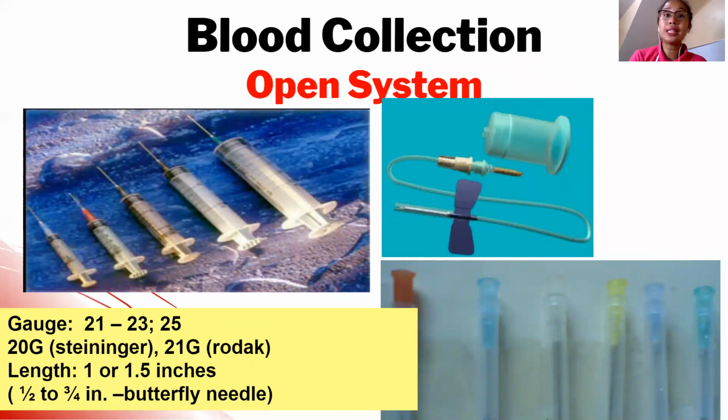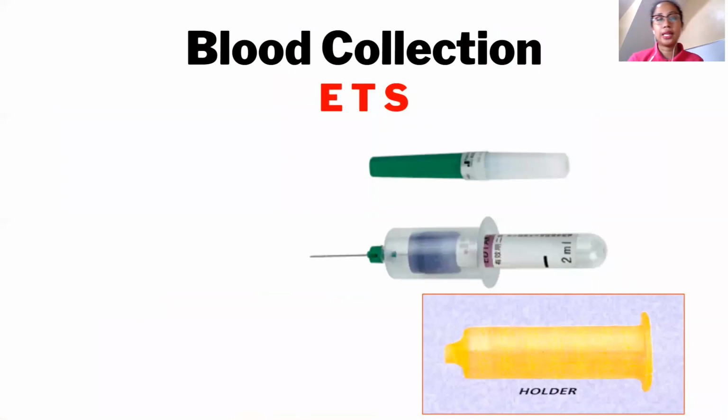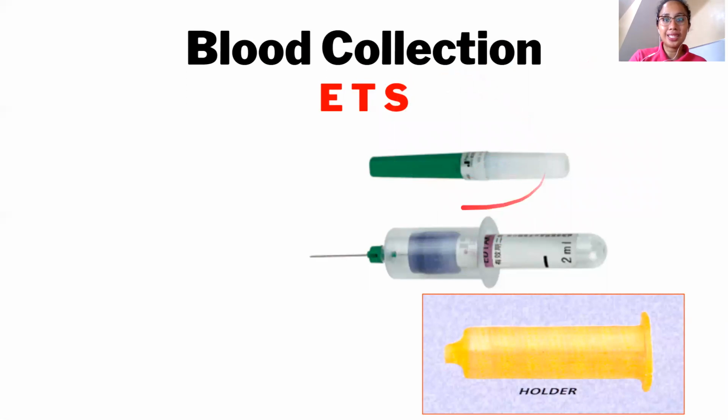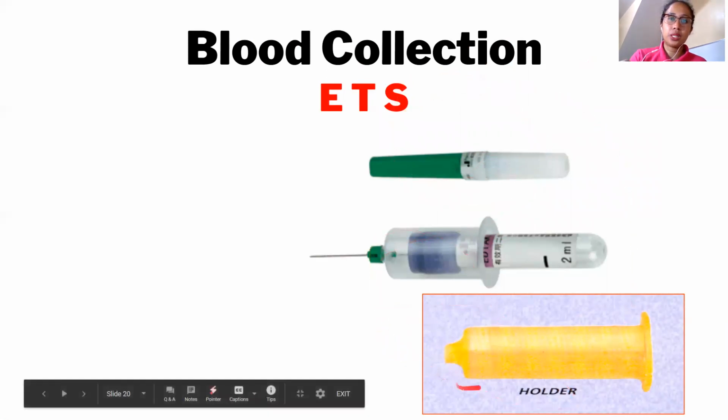Tapos class, when you are donating blood, the gauge is usually 16 or 17 gauge. Usually the length of needles is 1 or 1.5 inches. For the butterfly infusion set, the needle is 1/2 to 3/4 inch. Butterfly needle set, class, is good also for chemotherapy patients, for geriatric patients, yung mga matatanda na mahirap kuhanan. If you are using the evacuated tube system or the closed system, meron tayong two-way needle. Meron tayong holder or adapter. Tapos yung evacuated tube.